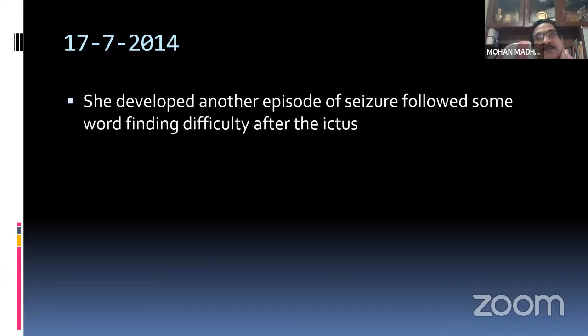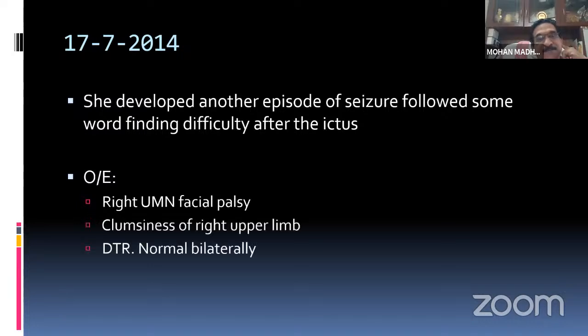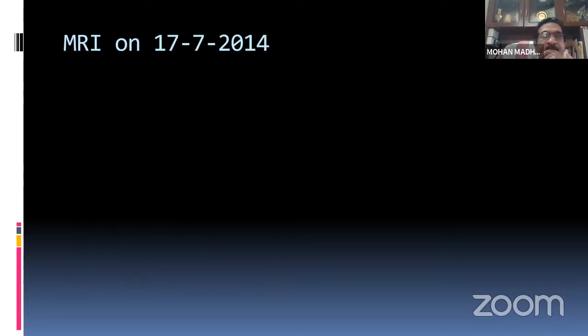On 17-7-2014, nearly 2 years later, the patient had another episode of seizure followed by some word finding difficulty after the ictus. Examination showed right hemiparesis, facial paralysis, clumsiness of the right upper limb, deep tendon reflexes normal bilaterally, plantar indefinite. So there is some left hemispheric lesion producing seizure.